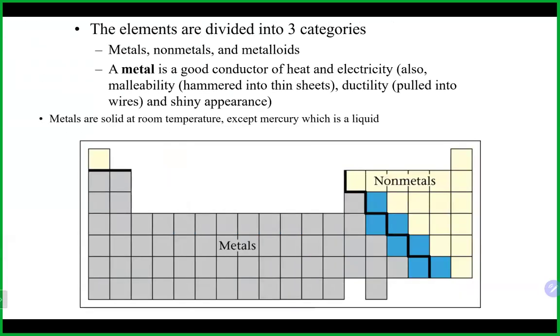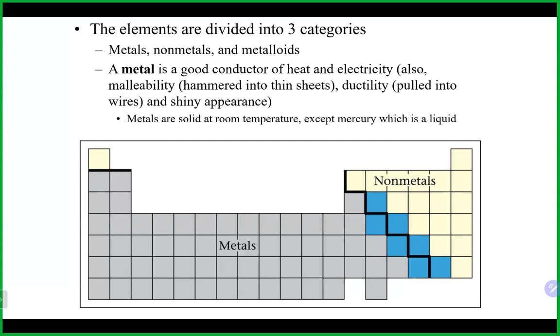Now, when we look at the periodic table, it is broken up into 3 categories of elements. We have metals, nonmetals, and semi-metals, sometimes referred to as metalloids. A metal is a good conductor of heat and electricity. It can also be hammered into sheets. It's ductile. It usually has a very shiny appearance. Metals are typically solids at room temperature. The one exception is mercury.